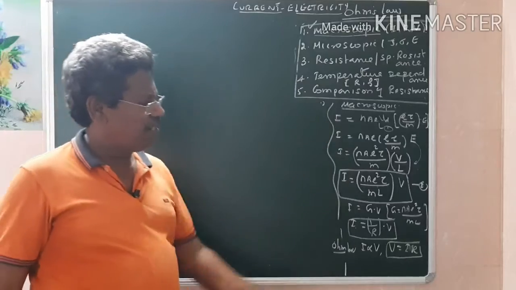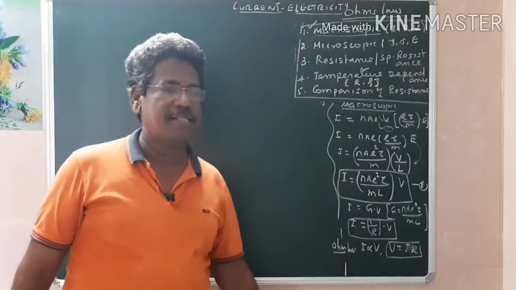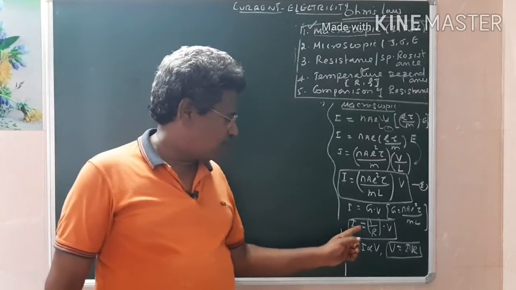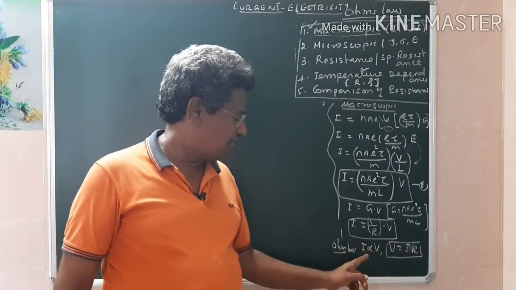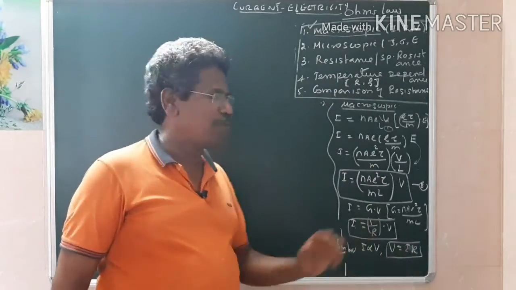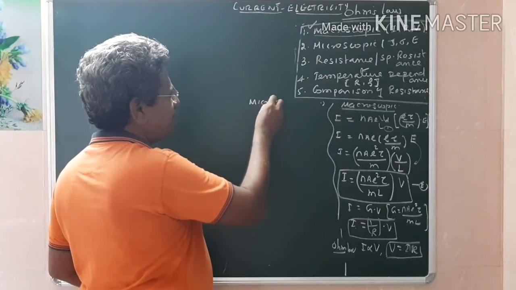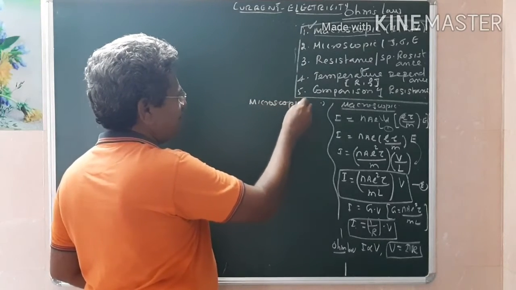This you already studied in the last class, and also you may have studied it in 10th standard. But the thing is, I = 1 by R into V. Therefore, I is proportional to V or V = I R. This is called the macroscopic expression for Ohm's law. Then what will be the microscopic one?